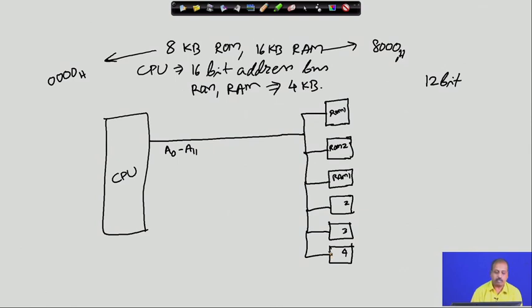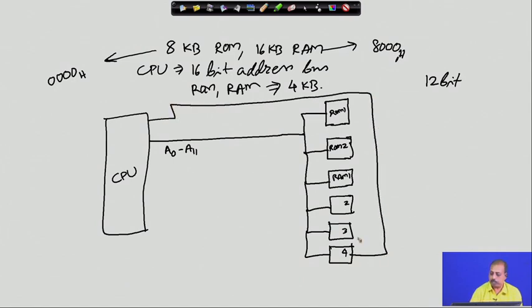This part is done, and similarly the data bus connects to all the chips. The data bus is 8 bit. This data bus is bidirectional, and the address bus is unidirectional. Address bus is like this. So, this is the basic connection.